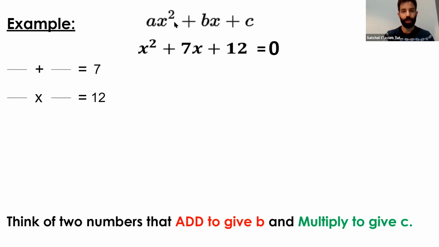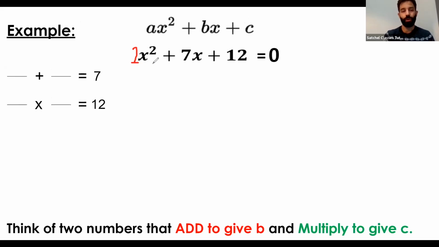Because we could rewrite this as 1x squared, but traditionally you wouldn't do that. So if there is no value in front of x squared, know that a is equal to 1. Once we have our quadratic, then think about what numbers add to give us 7 and multiply to give us 12.